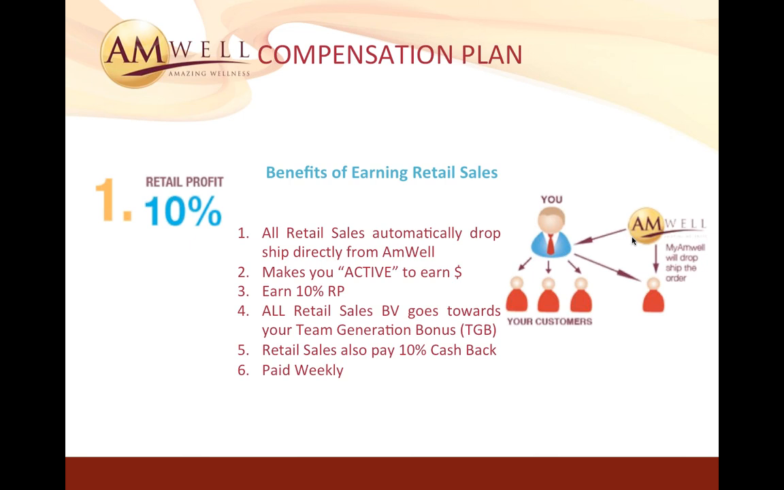So it also makes you active to earn commissions as well, as we mentioned earlier. As long as you have retail sales of at least 40 BV or more, that makes you active to earn commissions. The third benefit is you earn 10% retail profit, and the fourth is all BV, which is every sale that happens. Those 4 black tip wands, they all have corresponding BV. All of that BV will go towards your team generation bonus in the first level, and we'll explain that in greater detail a little bit later.